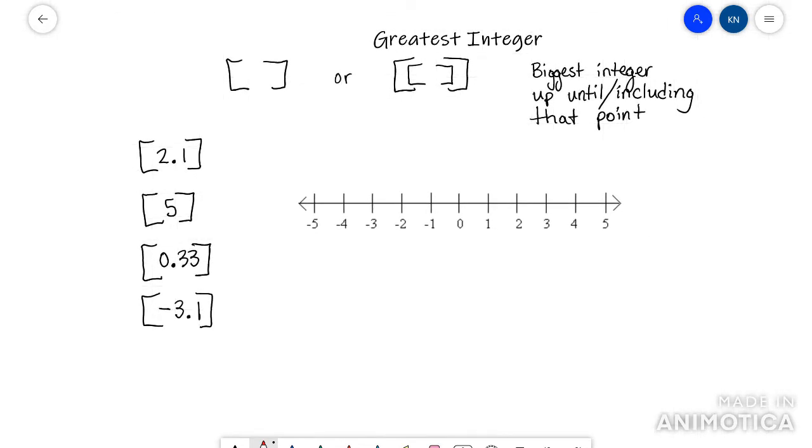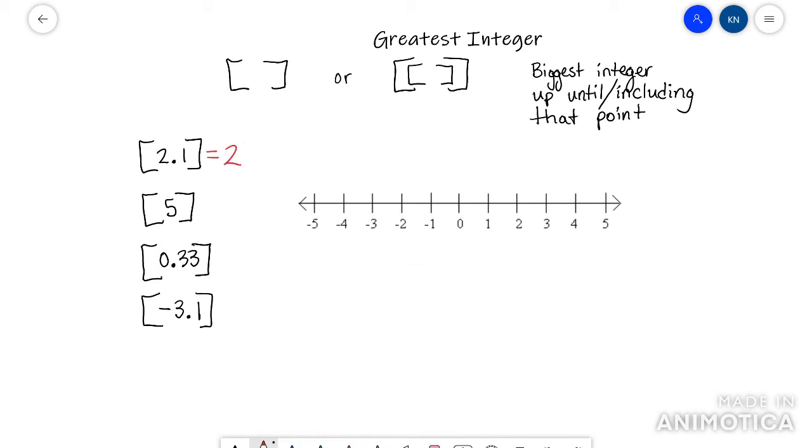So like the greatest integer of 2.1, if you think about a number line, 2.1 is right here. You're looking for the greatest integer, so basically whole numbers, but negatives as well, the greatest integer up until that point. The way that I like to think about this is I imagine I'm moving left to right along this number line. The greatest integer up until that point would be here at 2. So the greatest integer of 2.1 would be equal to 2.